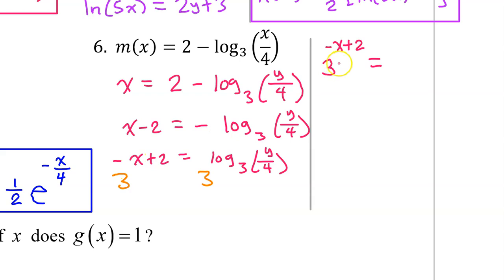So far, I've just copied down the left-hand side, but on the right-hand side, the base 3 and the log base 3 cancel each other out, leaving behind y over 4. To get the y by itself, I need to multiply both sides by 4. So it's time to write the final answer, so I'm going to switch from y to m inverse. So we will have m inverse of x, and we're multiplying by 4, so this is going to be 4 times 3 to the negative x plus 2 power.